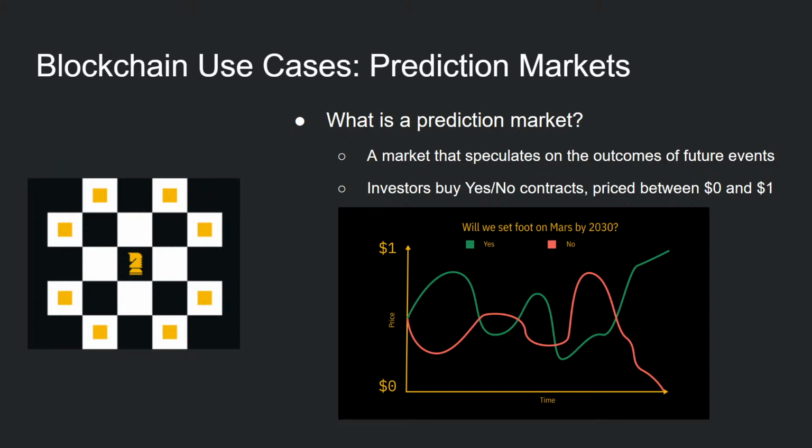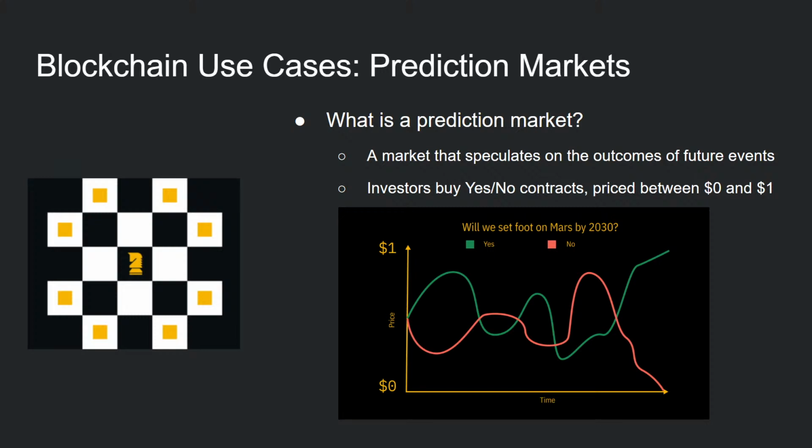Will we set foot on Mars by 2030? From that graph, you can tell that there are two possible outcomes, yes and no, and crucially, you also have an expiry date, which in our case is 2030. So if you wanted to launch a market like this, you would create yes options and you would create no options, and you'd make them available to investors.